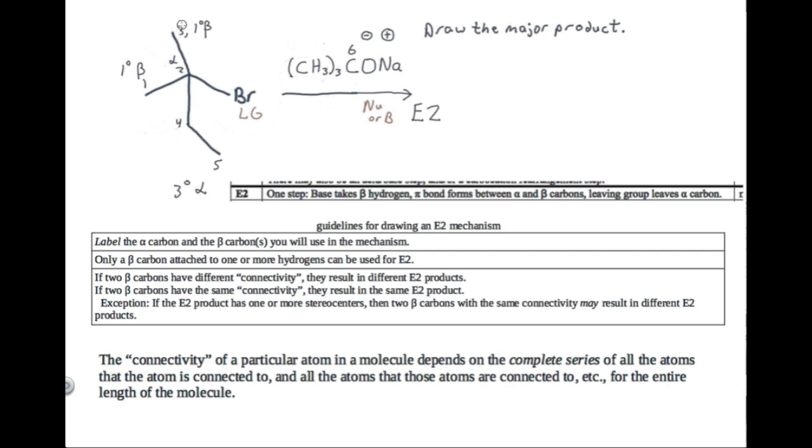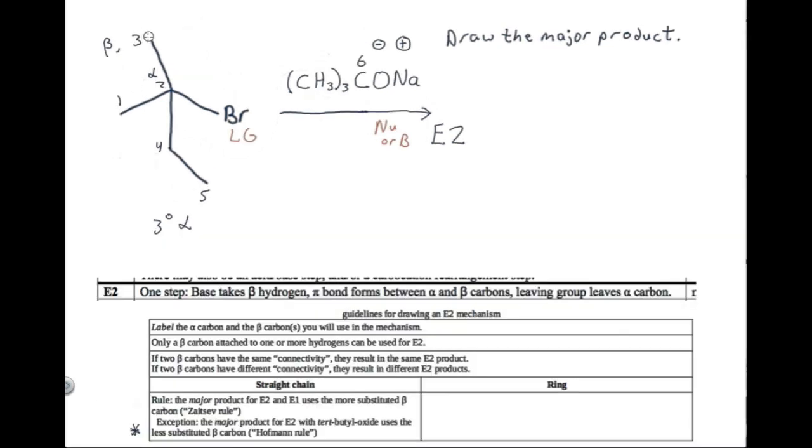I'm going to choose to use carbon 3 as the beta carbon, so I will erase the beta label from carbon 1. I'll use carbon 3 as the beta carbon. That means that carbon 3 will be used as our weak acid. We can draw our electron pushing arrows. I'll have to draw in one of the hydrogens on carbon 3. And now I show the arrow for the base taking the beta hydrogen. Now I show the arrow for the pi bond forming between alpha and beta carbons. Now I show the arrow for the leaving group leaving the alpha carbon.